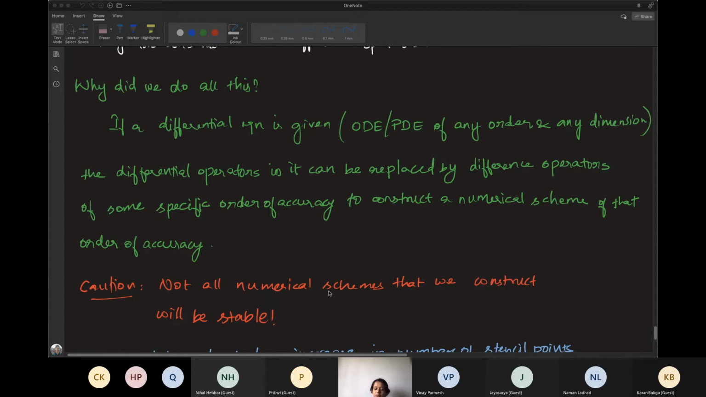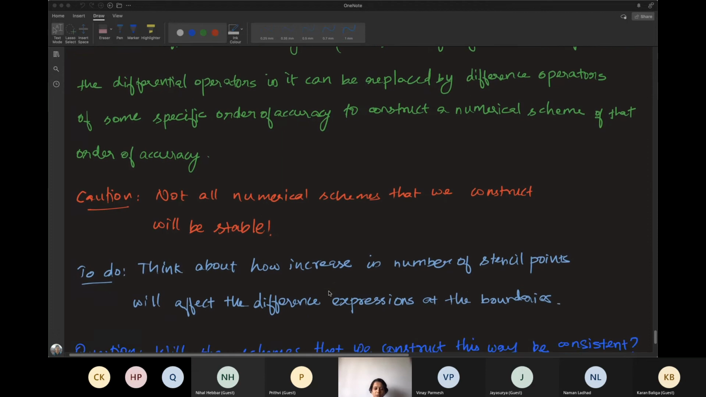You can always replace your differential operator by some difference operator of some specific order of accuracy, and you can get some scheme of some order of accuracy. But that scheme may not be stable. So if you have some scheme of some order of accuracy, it can give you a good solution or it may give you a bad solution depending on stability only. That is a different question.